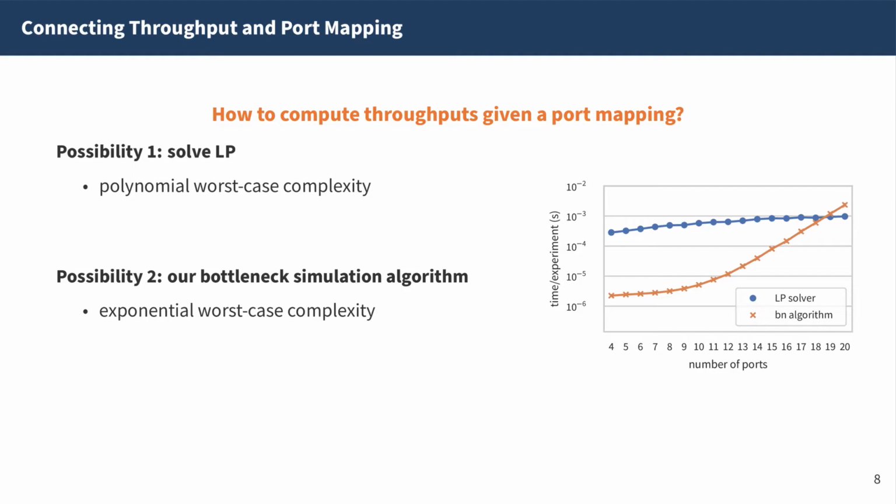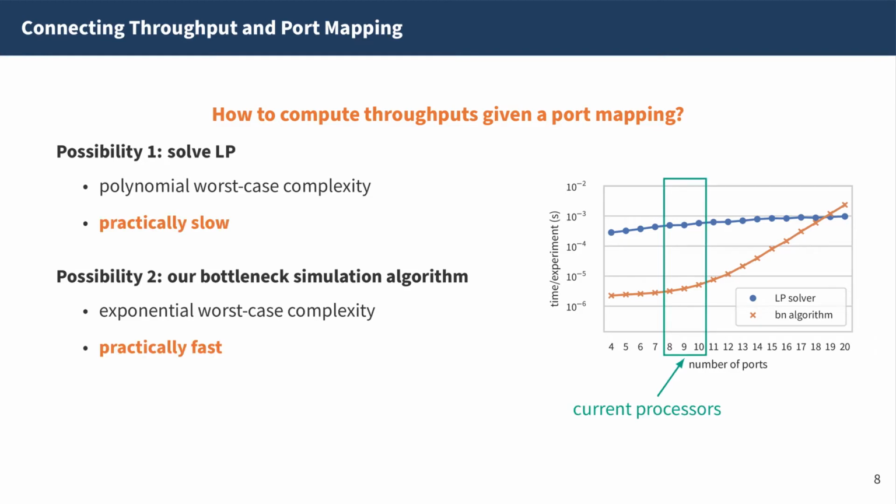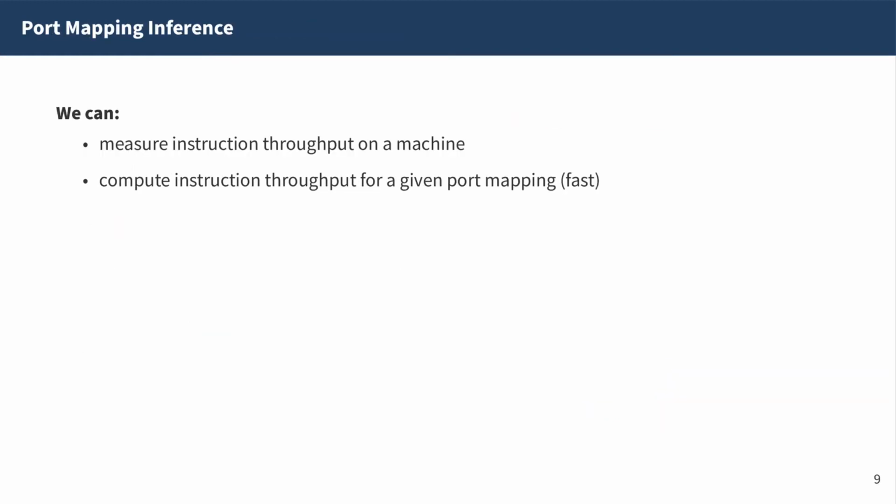This time complexity might not seem attractive at first glance, but for practically relevant port numbers, which are in the range of 8 to 10 ports for modern microarchitectures, our implementation is faster than a commercial LP solver for this problem by 2 orders of magnitude. So if our goal was to compute throughputs for a given port mapping, we would already be done. However, that's not our goal.